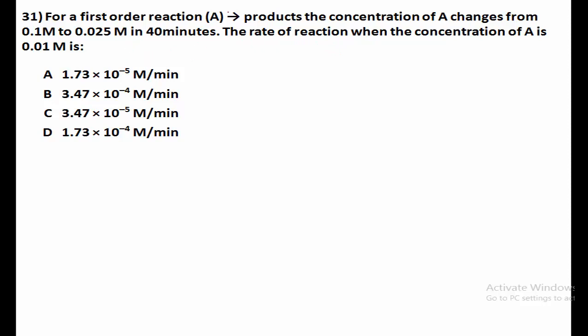So first here, how to find the rate? Before finding the rate, what is the rate expression? Rate is equal to, for first order reaction, K into A raised to 1, because A is the only reactant and the order of reaction is 1. Now you need to find the rate when the concentration of A is 0.01 M.